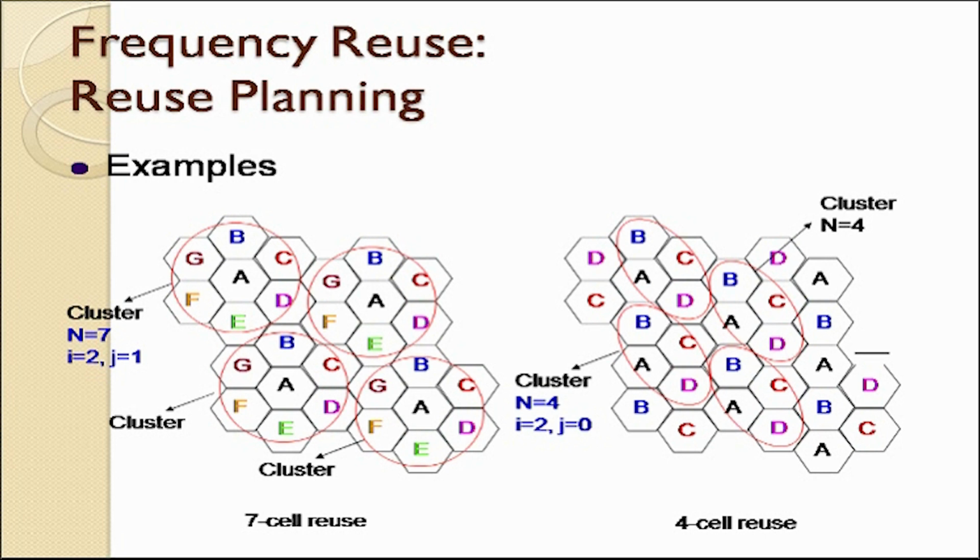In the next diagram, N equal to 4, with cells A, B, C, D. These are 4 different types of cells, N equal to 4. Applying the formula N equal to i square plus ij plus j square with i value 2 and j value 0, finally I get N equal to 4.